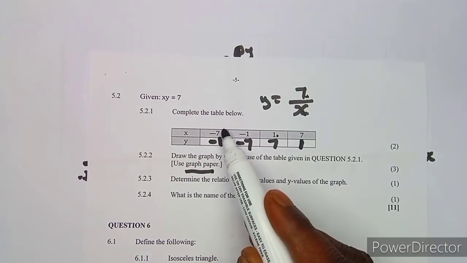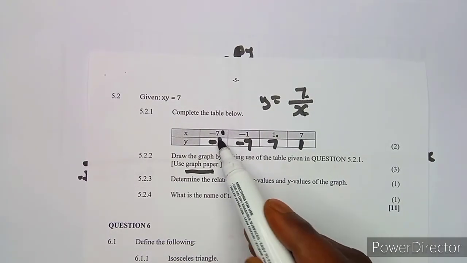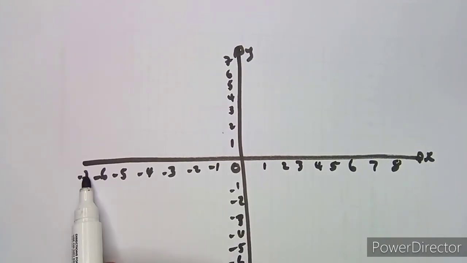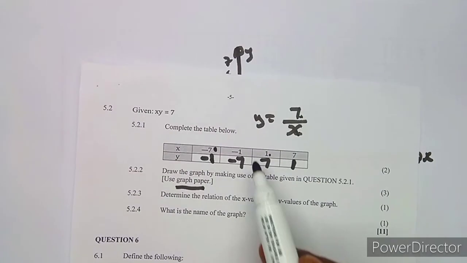All right, so what you do is that you then mark your points. Minus 7 in x and minus 1 in y, which is minus 7 in x and minus 1 in y, which is this one. So you mark a point like this. All right, then minus 1 in x versus minus 7 in y.